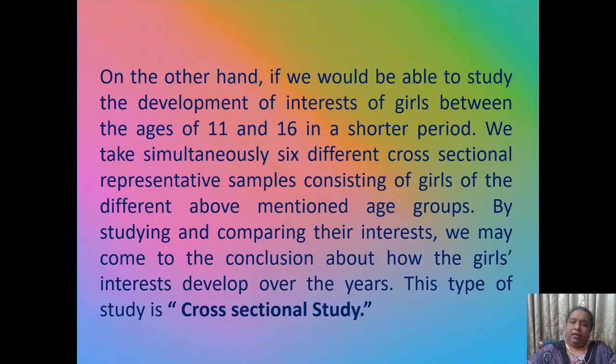On the other hand, if we would be able to study the development of interests of girls between the ages of 11 and 16 in a shorter period, we take simultaneously 6 different cross-sectional representative samples consisting of girls of the different above-mentioned age groups. By studying and comparing their interests, we may come to the conclusion about how the girls' interests develop over the years. This type of study is cross-sectional study.